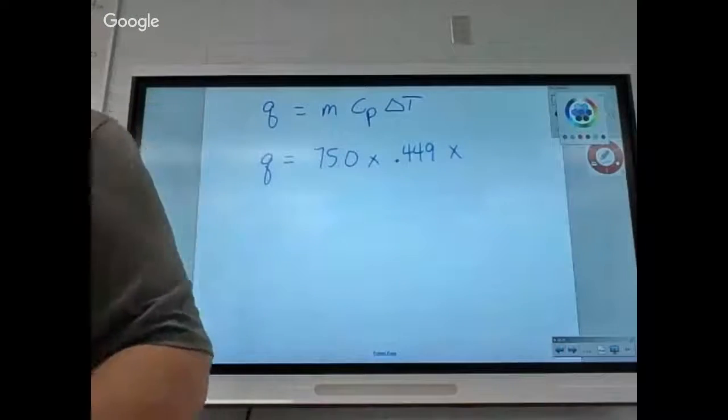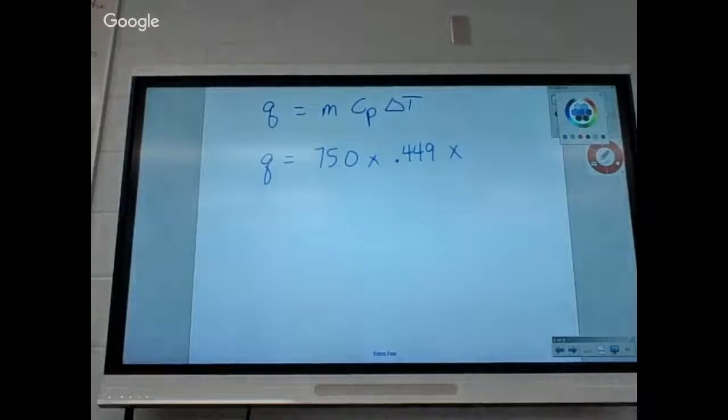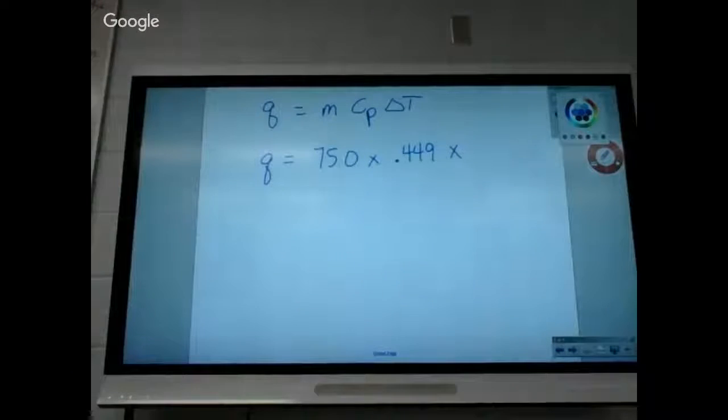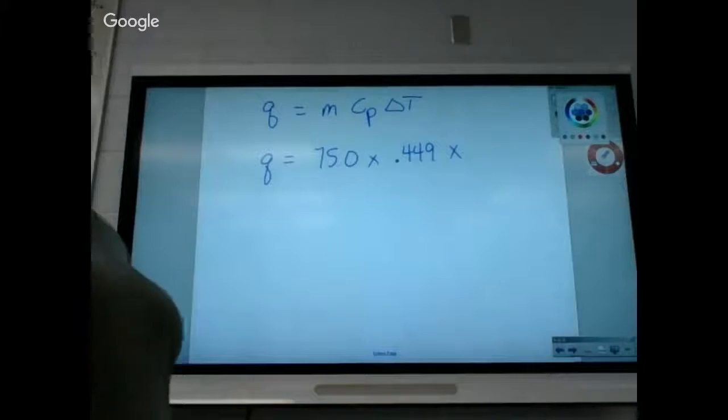Okay, and then delta T, so what do you do to find delta T? Delta T is temperatures. Look at your problem. Delta means change in, so what do you do with the temperatures? Subtract them. So you're going to take 45 and subtract 15, and we get 30.